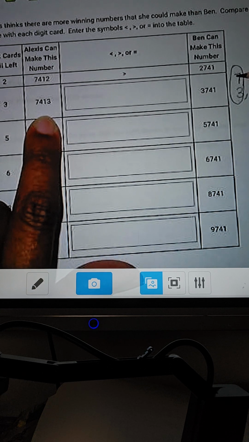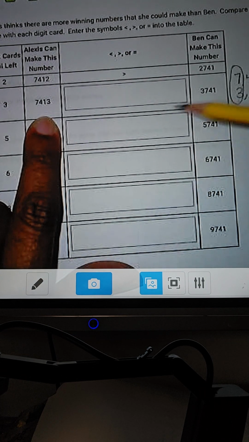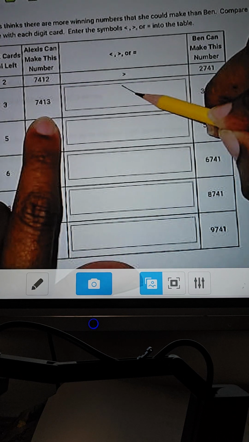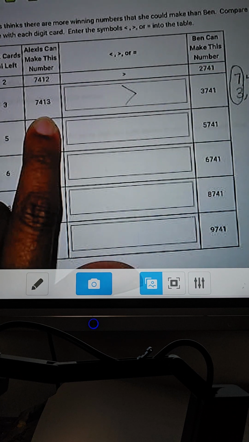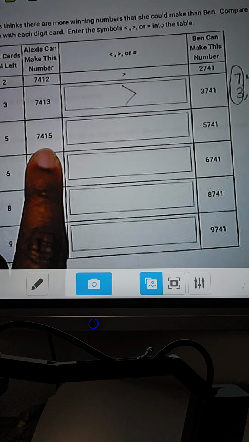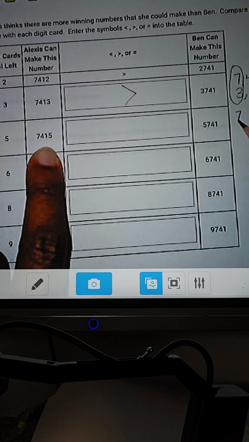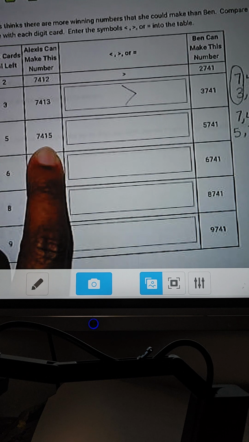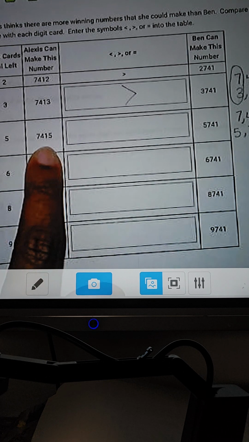So, are these two numbers the same? No. Which number is greater? 7. So 7,000 is greater than 3,000. So that means 7,413 is greater than 3,741. Okay? All right, let's look at the next set of numbers. We have 7,415 and 5,741. The greatest place value is the thousands place.